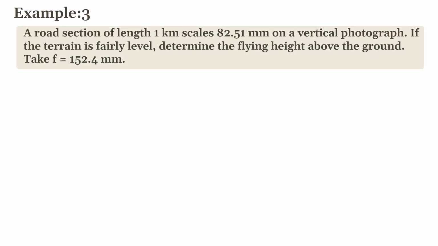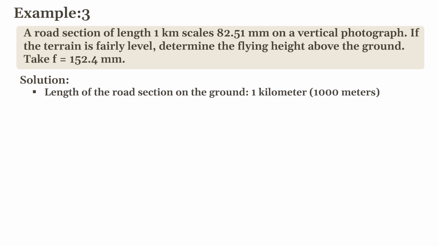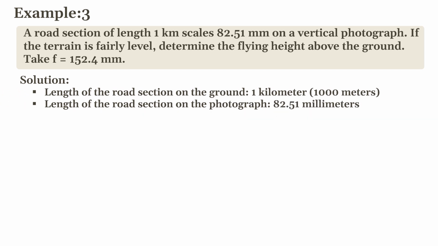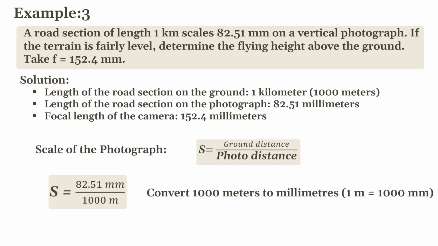A road section of length 1 kilometer scales 82.51 millimeter on a vertical photograph. If the terrain is fairly level, determine the flying height above the ground. Take small f is equal to 152.4 millimeter. Solution: the data that is given in the question, let us sort it first. So, length of the road section on the ground is 1 kilometer, that is 1000 meter. Length of the road section on the photograph is 82.51 millimeter and the focal length of the camera is 152.4 millimeter.